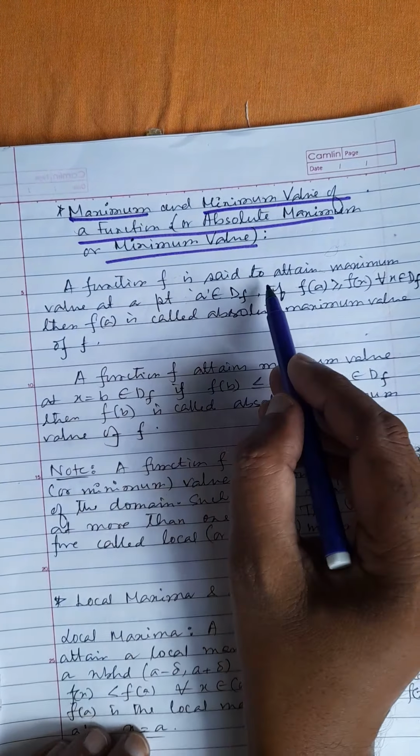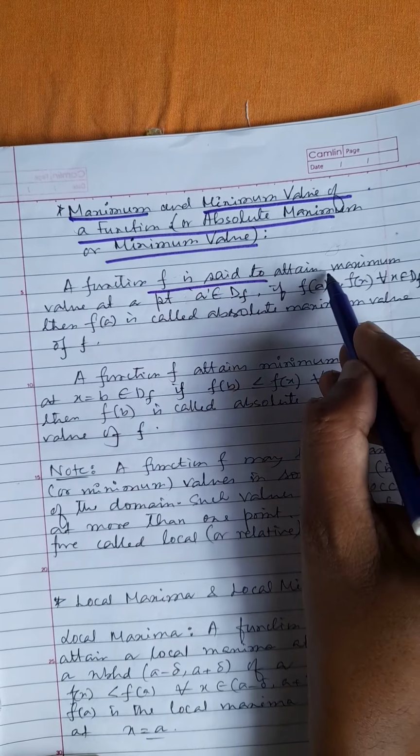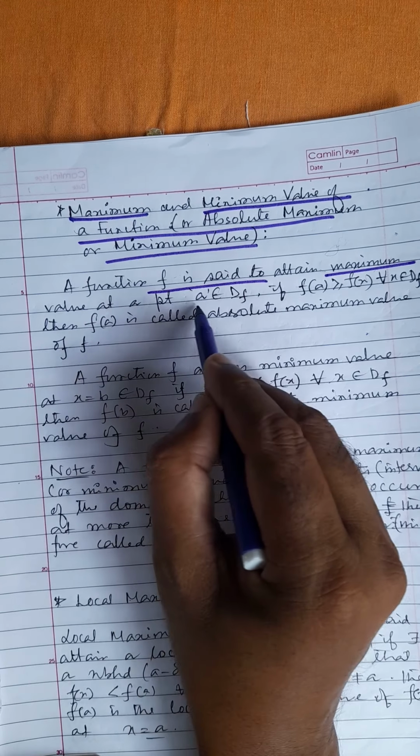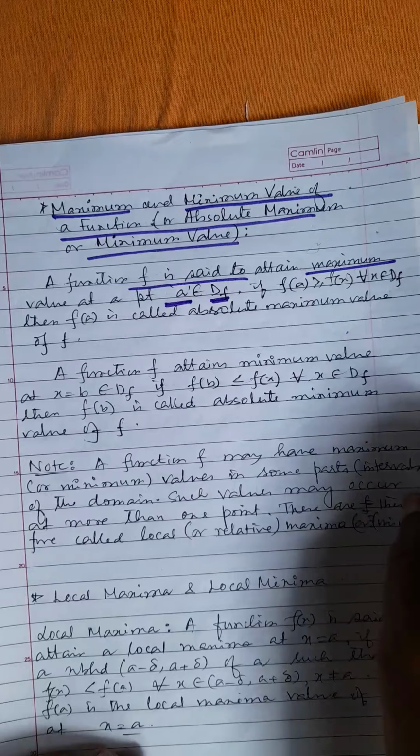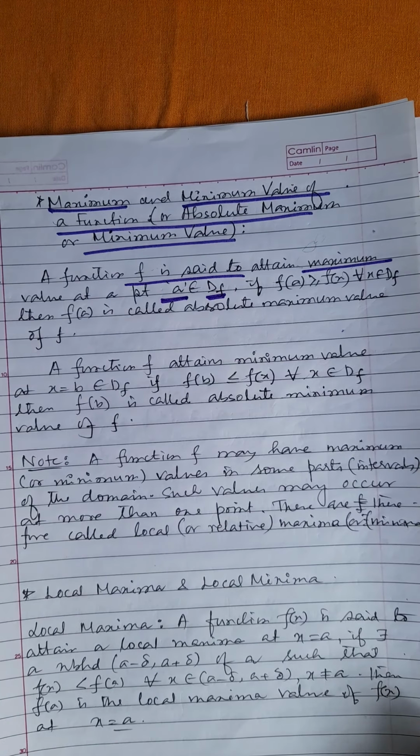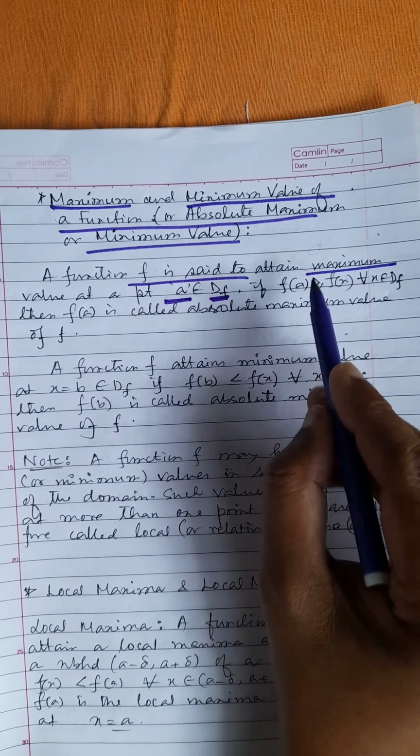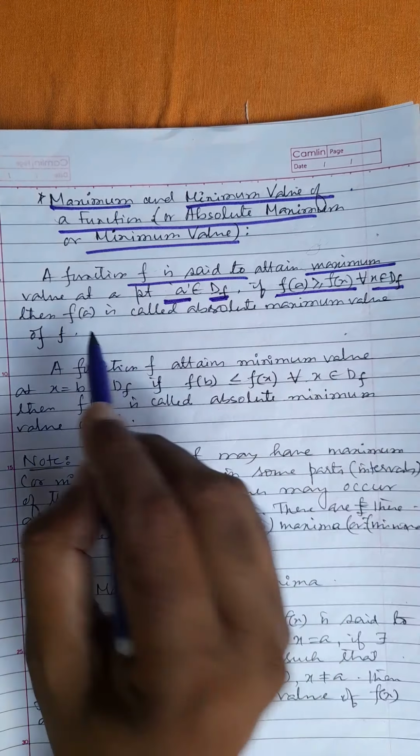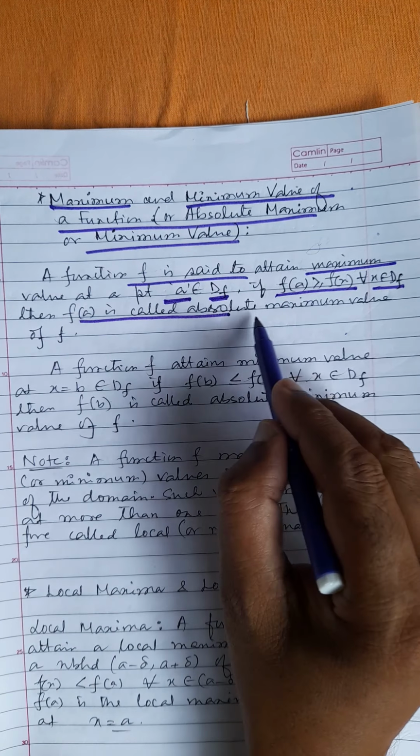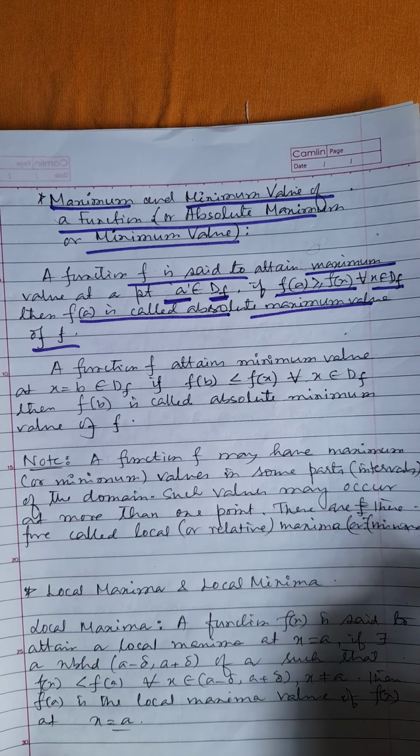A function f is said to attain a maximum value at a point a. That should be in the domain of f. Okay? Clear? If f(a) is greater than or equal to f(x) for all x belonging to the domain, then f(a) is called the absolute maximum value of the function f.